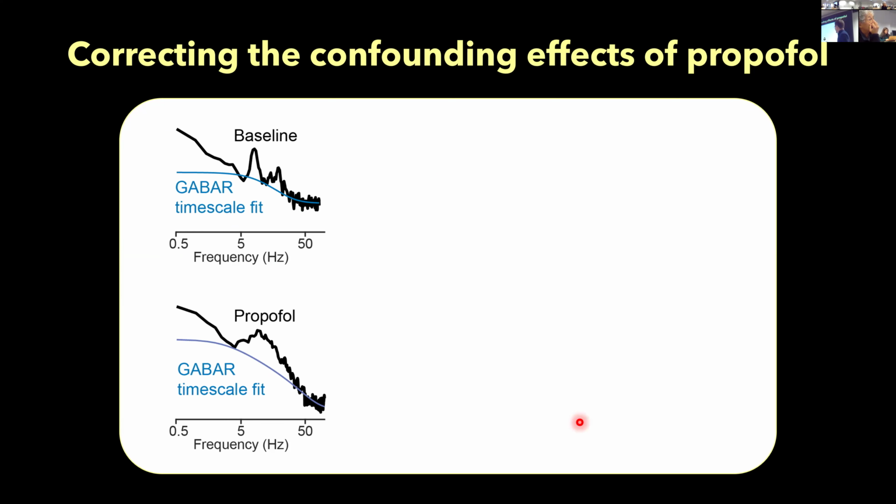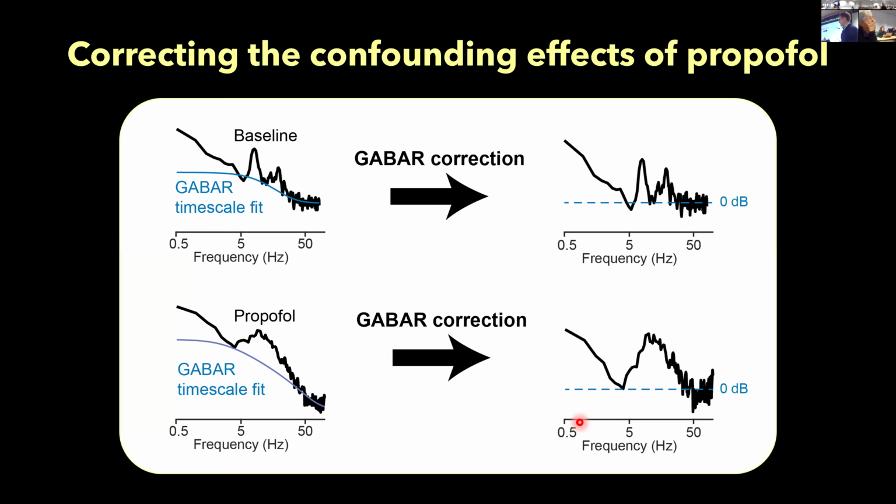So we went back to this data. This is what it looked like at baseline. This is what it looks like after propofol. We can fit the changes in the power spectrum that can be explained by propofol's action on GABA receptors, and we can correct for it. And now we can compare the changes in the spectrum after accounting for these changes in synaptic kinetics.